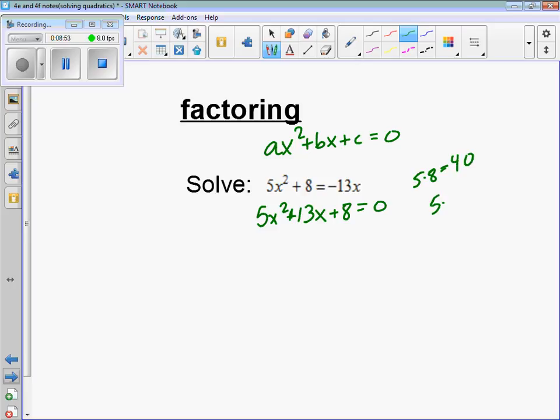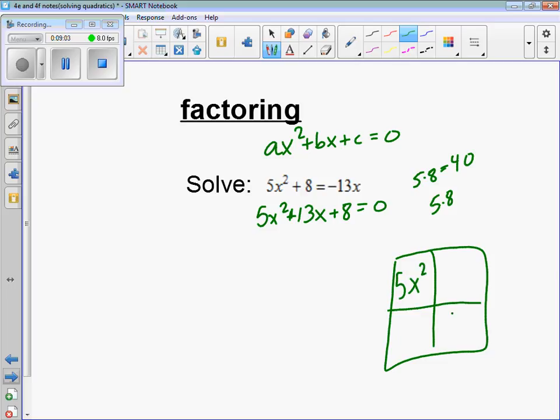So let's use the Punnett square. First term, top left. Last term, bottom right. The two numbers that we found with the middle term's variable. Take your greatest common factors out. The bottom is 8. The top is 5x. The first column is x. The last column is just 1. Now the signs aren't anything different, so they're all positive. So we have 5x plus 8 and x plus 1, and this is going to equal 0.